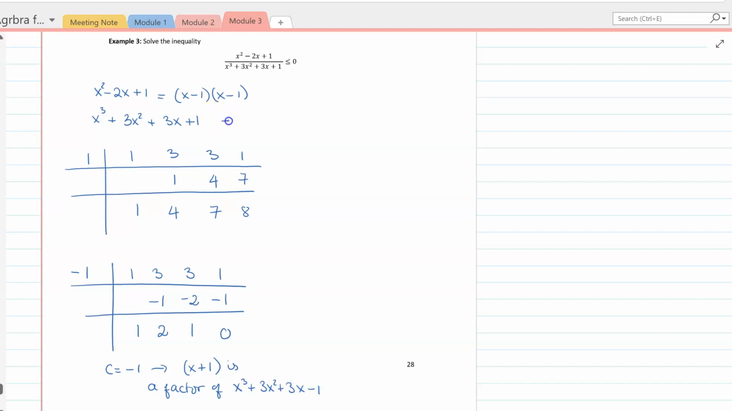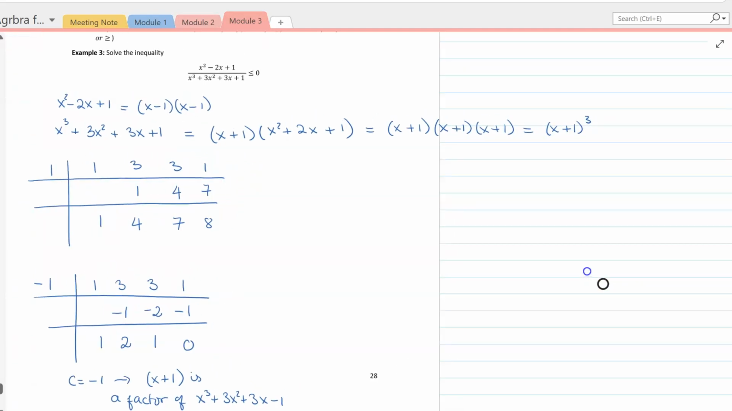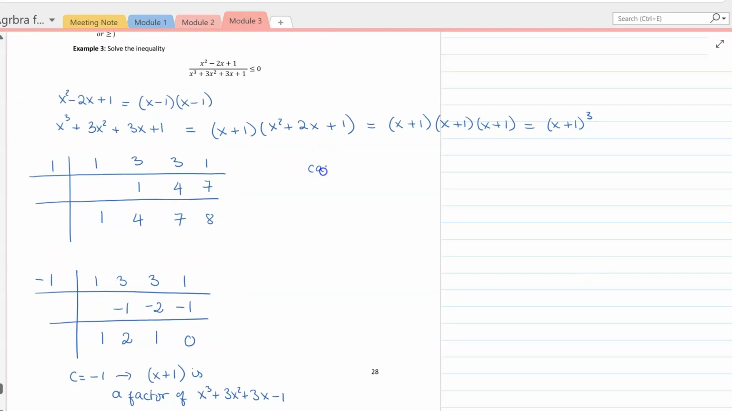So then I can rewrite this as x plus 1 times x squared plus 2x plus 1. Then I can factor this a little further. x squared plus 2x plus 1 factors to x plus 1 times x plus 1. So essentially this is x plus 1 to the third. Okay, so let's determine the cut points.